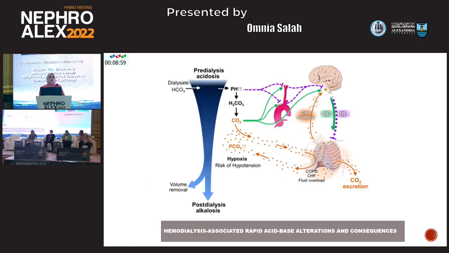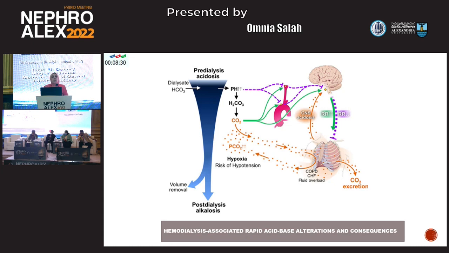This picture shows the different acid-base shifts that happen during hemodialysis. First of all, when the dialysate bicarb enters the blood, there is sudden alkalosis. This sudden alkalosis affects the peripheral chemoreceptors, inhibiting the respiratory center. This leads to some respiratory distress in the patient and hypoxemia. Also, sudden alkalosis may lead to hypocalcemia and hypokalemia and initiate cardiac arrhythmias. This happens in the first 15 minutes of dialysis.